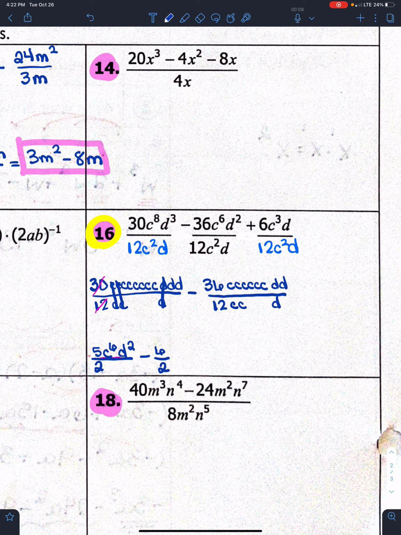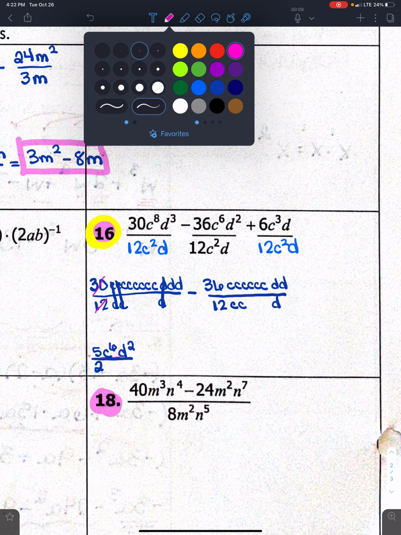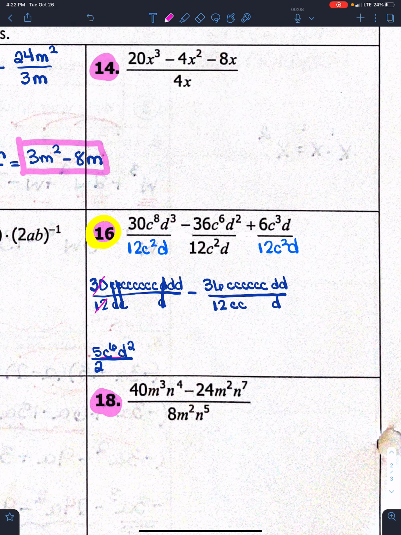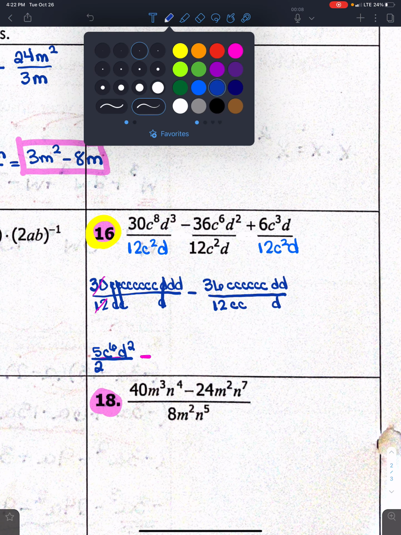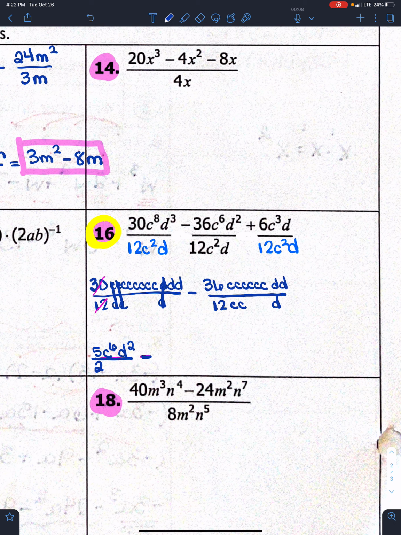And actually on this one, they can both be divided by 12, correct? So 36 divided by 12 gives me negative 3 over 1, because 12 divided by 12 is 1. These c's cancel out, so I've got c to the 4th power left over. These d's cancel out, and d to the 1st power.